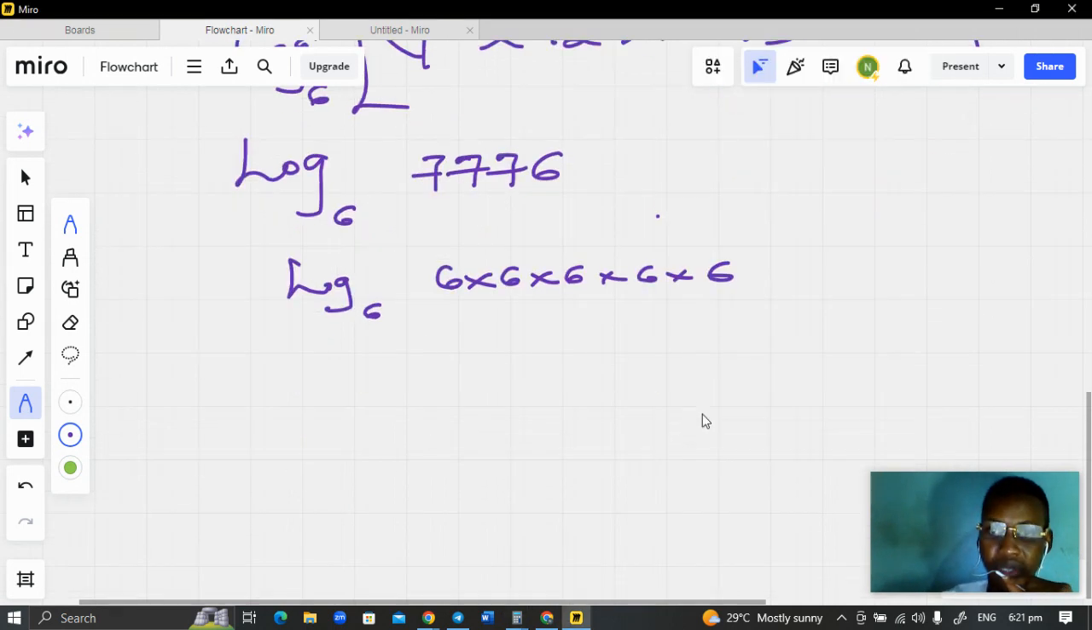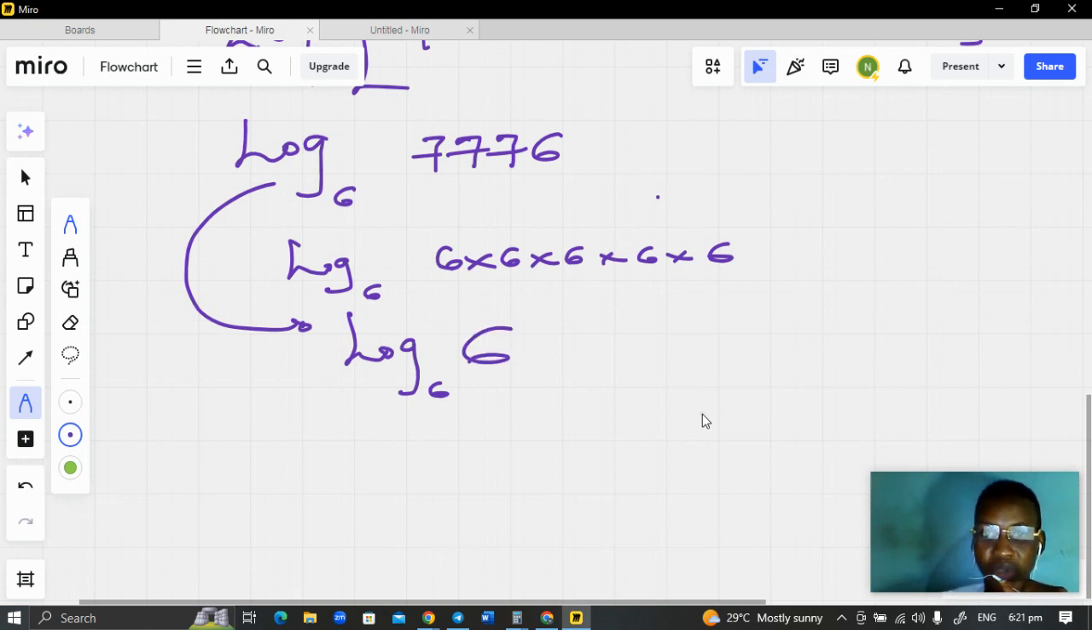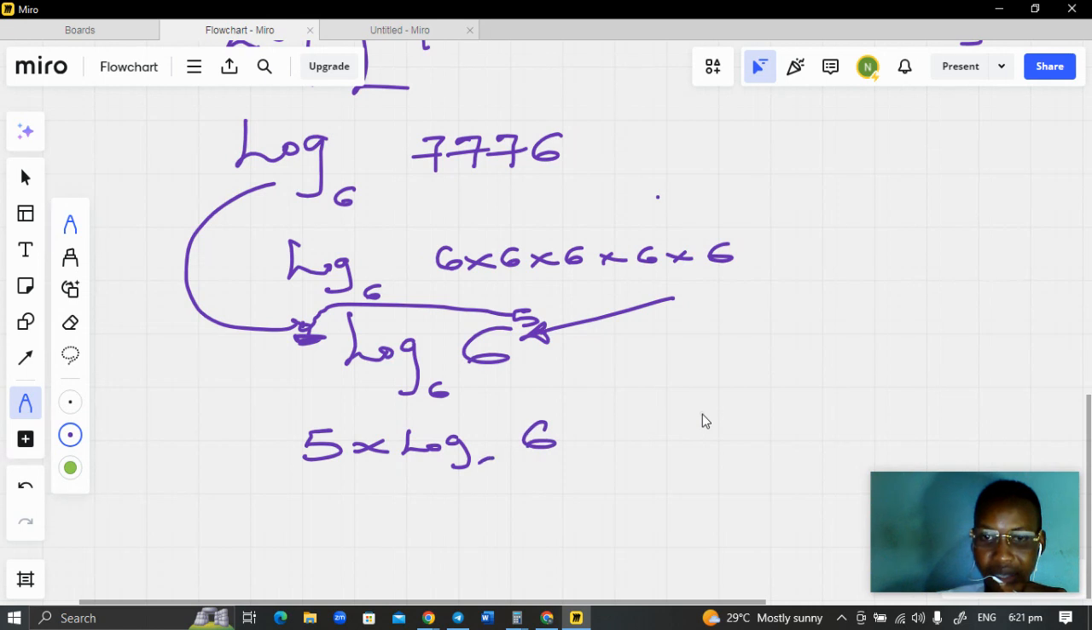So now that we have our results, it is clearly seen that this value that we have as 7776 can be expressed as 6 raised to the power of 5. If I decide to apply the power law of logarithm in this case, this power becomes the coefficient and is going to multiply the whole of the expression for that log. So then you have 5 times logarithm of 6 to base 6, and that's 5 times 1, and our final result of this question is 5.